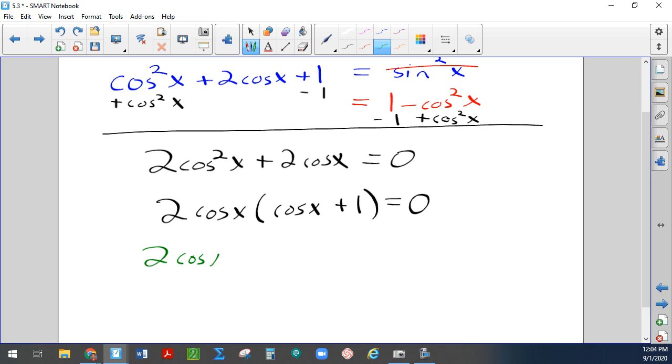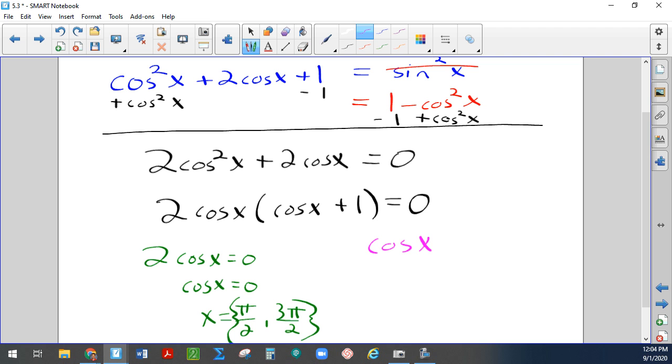So I can say 2 cosine x equals 0, or cosine x equals 0. So x equals pi over 2 and 3 pi over 2. And then for cosine x plus 1 equals 0, cosine x is going to equal negative 1. So x equals pi. So what I need to do, since I know I squared both sides, is check all three of those solutions.